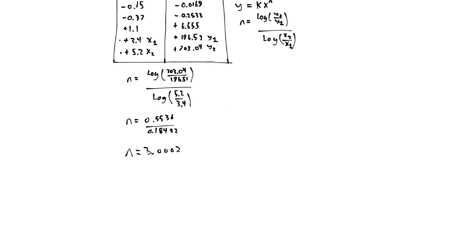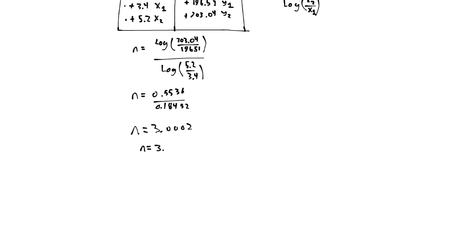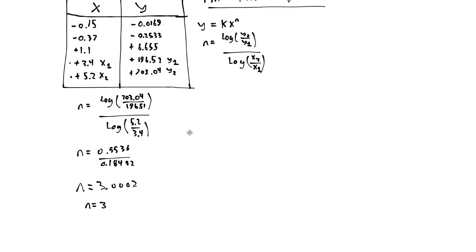On your exam or whatever, you would just round it, unless your teacher tells you to be exact. But it's either going to be like 3 or like 3.5 or something like that. Your teacher wouldn't use some weird number like 3.0002. So yeah, you just say 3 is the n.